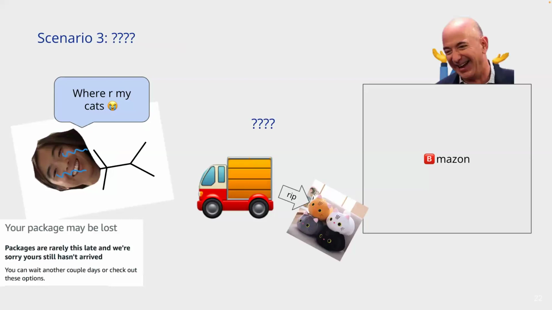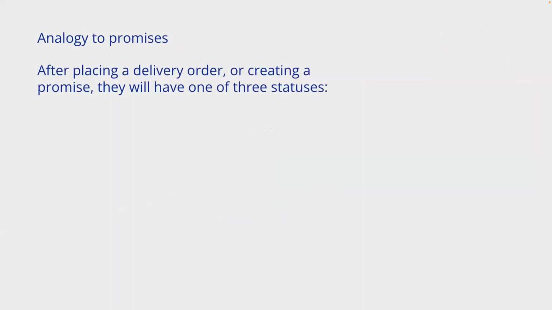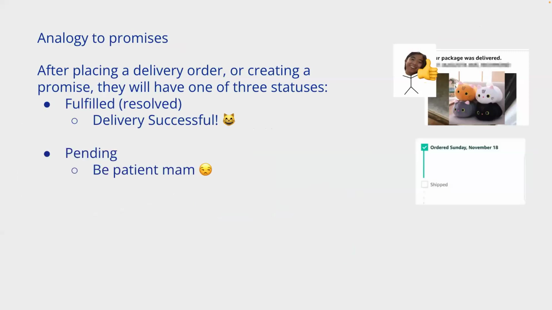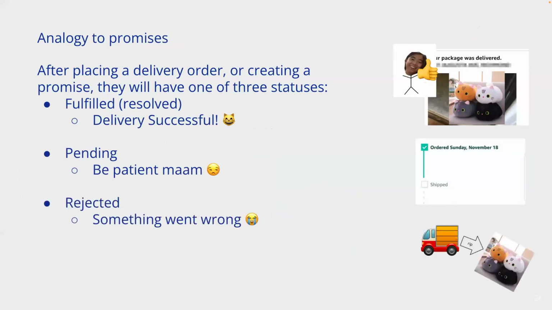So this is very analogous to promises, where after placing a delivery order, or creating a promise, you're going to have one of three statuses. One, it could be fulfilled. The delivery could be successful and you're happy with all your cats. Second, it could be pending. You could be waiting for the promise to get back to you, and you're just looking at it and waiting for it to come. And the last thing is that the promise could be rejected, which means that something between you placing the order, the order going there, or processing the order coming back, something went wrong in one of the steps in between.